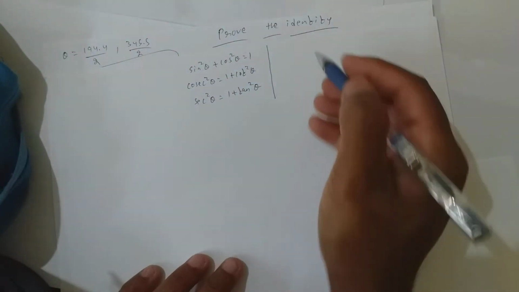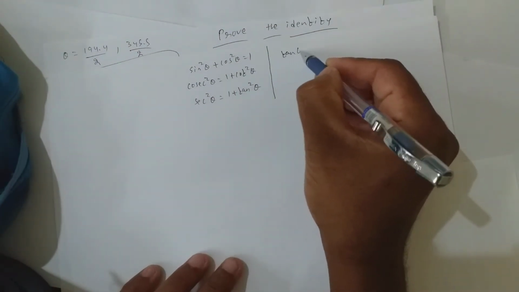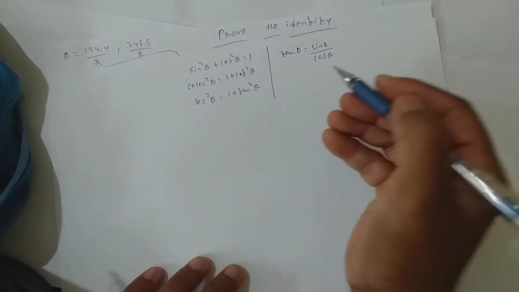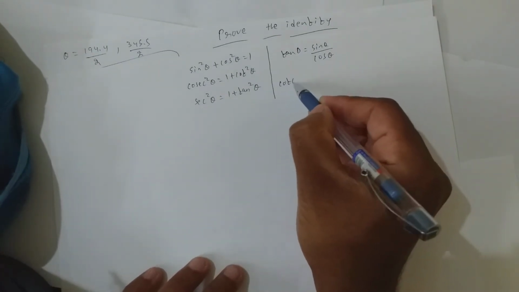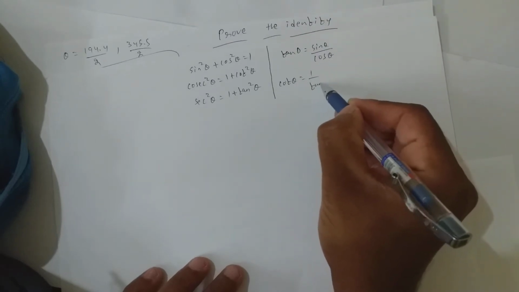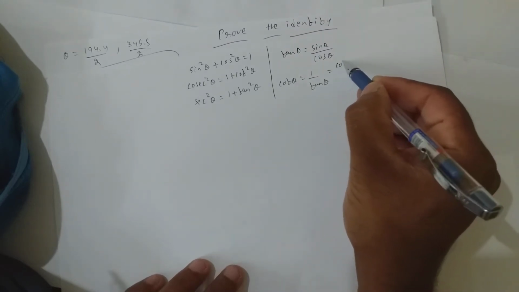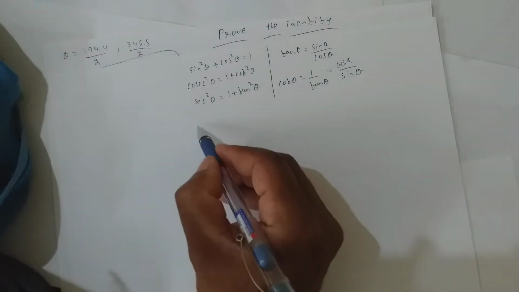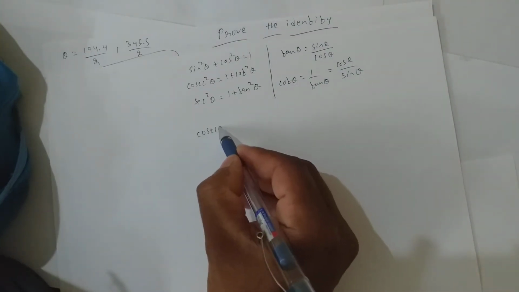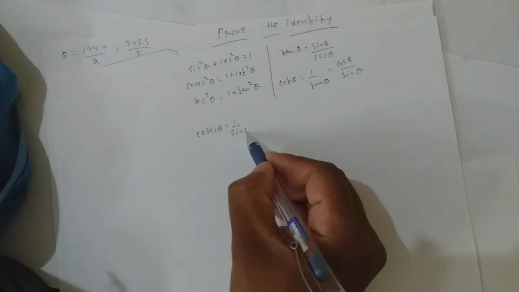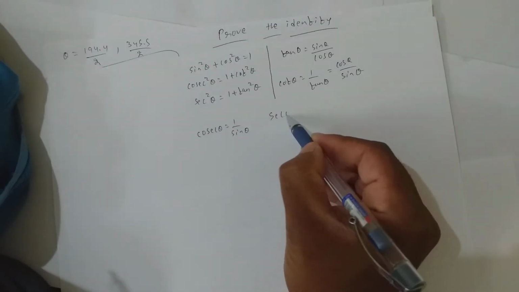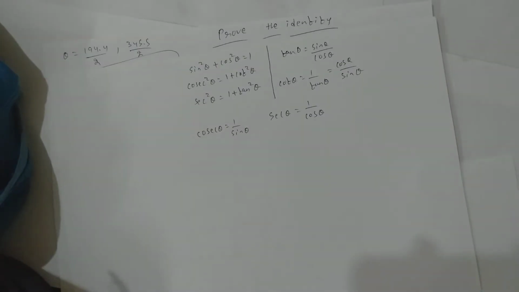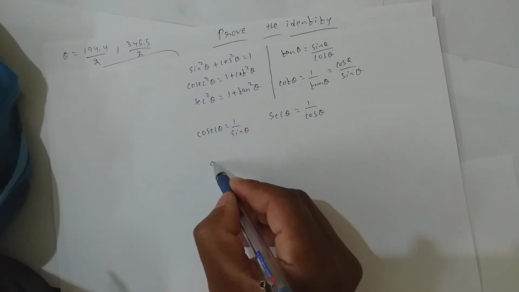And one more thing that you need to know is tan theta is nothing but sin theta by cos theta, and cot theta is nothing but 1 by tan theta, which can also be written as cos theta by sin theta. And next is cosecant theta. Cosecant theta can be written as 1 by sin theta, and secant theta can be written as 1 by cos theta. Clear?